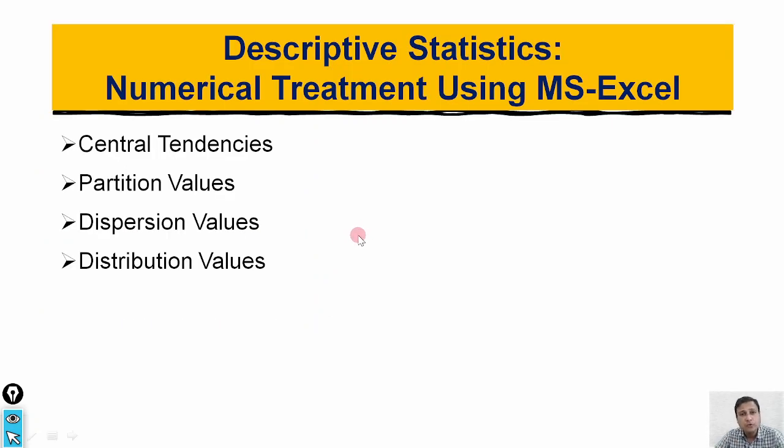First, we'll go to MS Excel and try to understand the process to give numerical treatment using MS Excel. Fine. So here in MS Excel, we'll see how we can give numerical treatment for central tendency, then partition values, dispersion and distribution. The meaning of all these concepts we'll see in separate lectures in a few upcoming lectures. Let me first explain the process. Once we have the results with us, then we'll go to the meaning of all these concepts, and then we'll go for the reading and interpretation part.